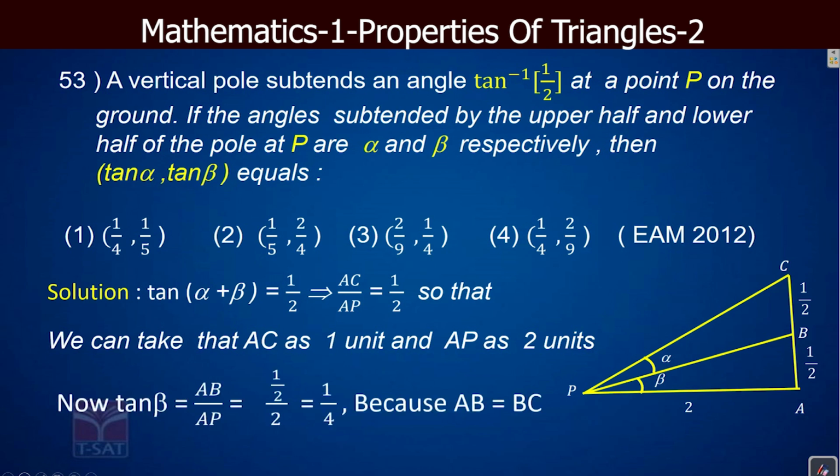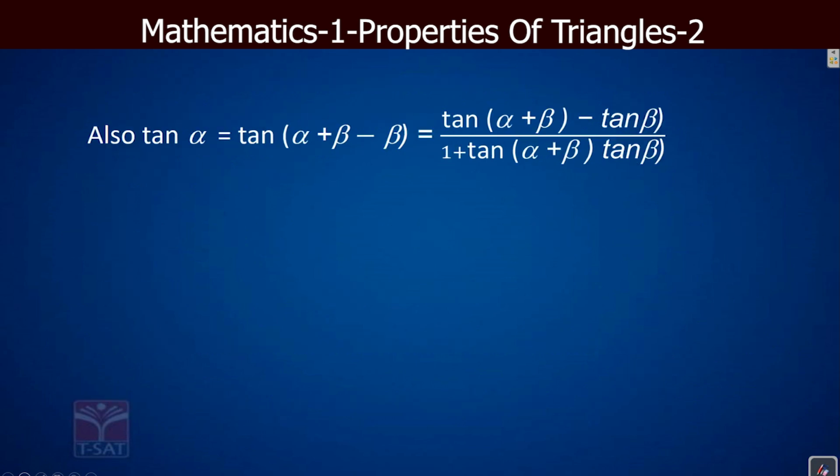Now tan beta is AB by AP, which is 1 by 4, because AB is equal to BC. And tan alpha is equal to tan(alpha plus beta minus beta), which is tan(alpha plus beta) minus tan beta by 1 plus tan(alpha plus beta) tan beta, a trigonometric formula.